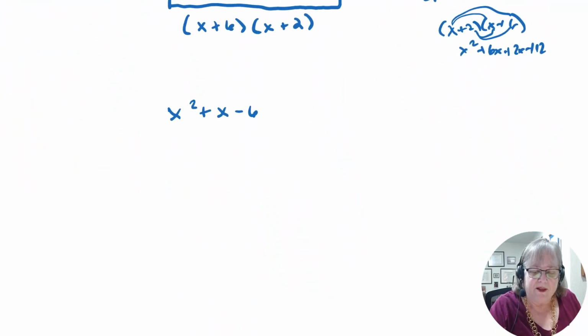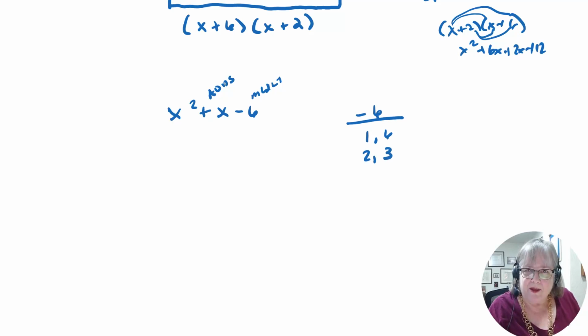So let's go down here and say what multiplies not to a positive, but it multiplies to a negative 6 and adds to a plus 1. So 1 and 6, 2 and 3. And if it multiplies to a negative 6, one has to be positive and one has to be negative, because if they were the same sign, they'd be positive, right? Negative times a negative is positive. Positive times a positive is positive. All right, so one has to be plus and one has to be minus, and it adds to a plus 1.